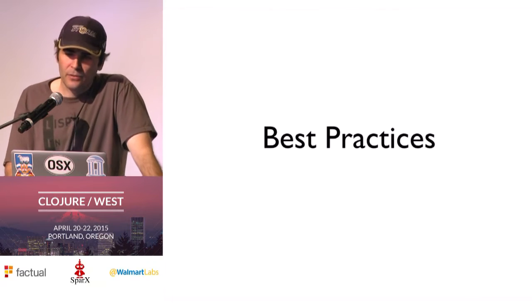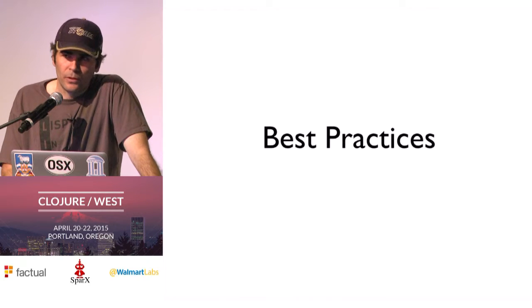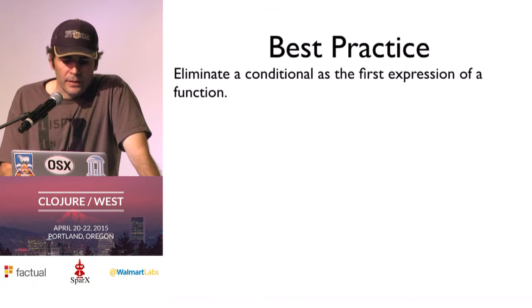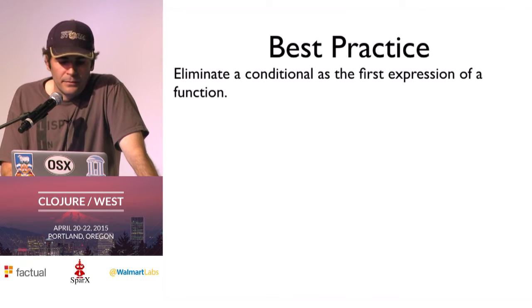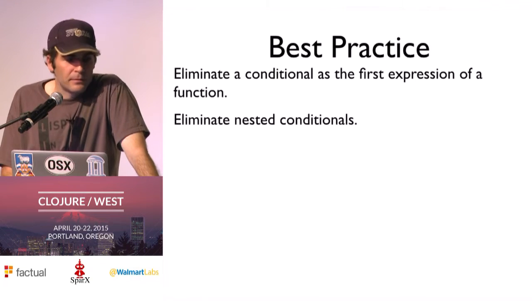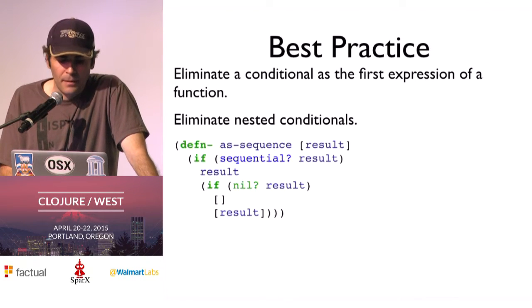So what are some best practices that I found for applying this? One of the things you can do is use pattern matching to eliminate any conditionals that are the first expression of a function. And you can also use it to eliminate nesting conditionals. And I'm going to show you one example that hits on both of these at the same time. It's a twofer.